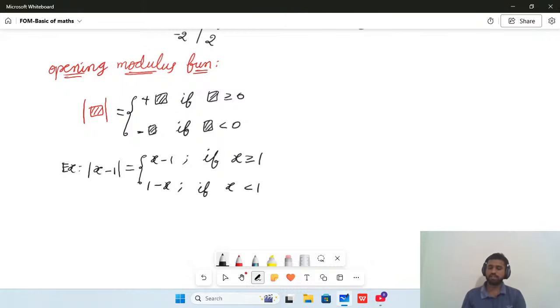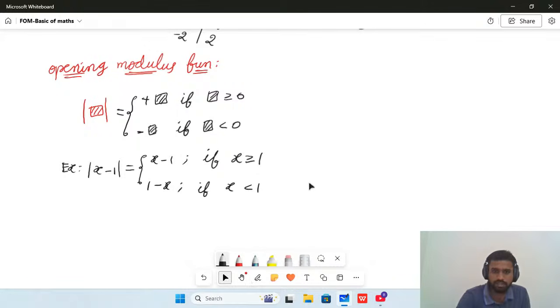If you have any doubts till here, you can ask in the comment box. Coming to the next topic, which is the graph of modulus function. Till now, any doubts on how to open this modulus function and the graph of this modulus function?